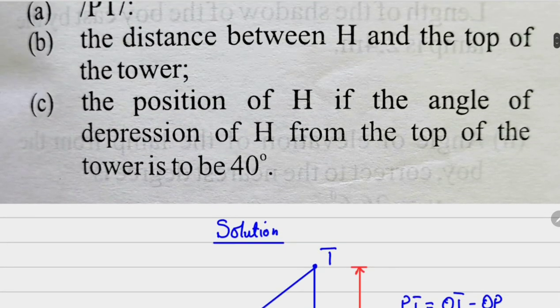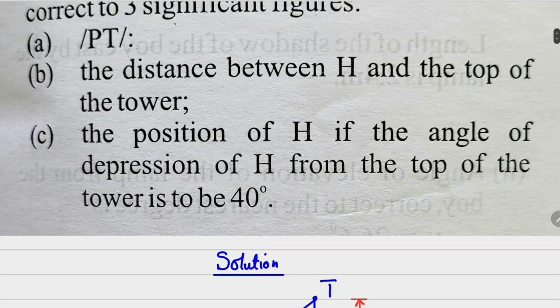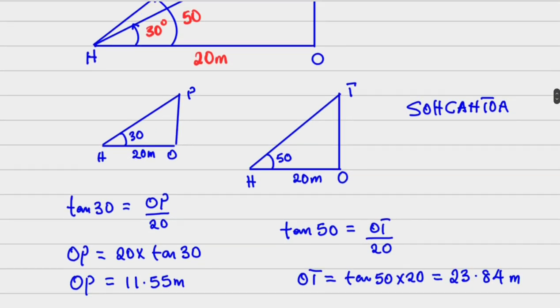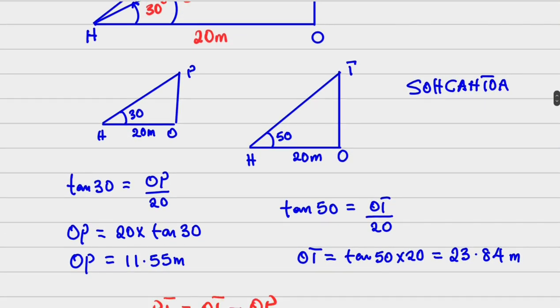Then let's go to the second question. The second question says the distance between H and the top of the tower. Distance between H and the top of the tower. Now this is what we are now asked to look for.